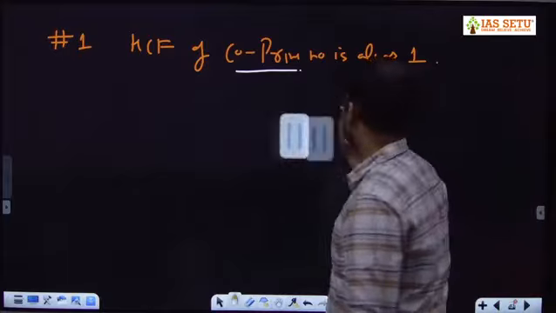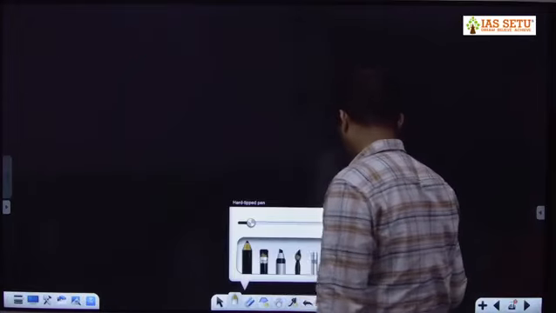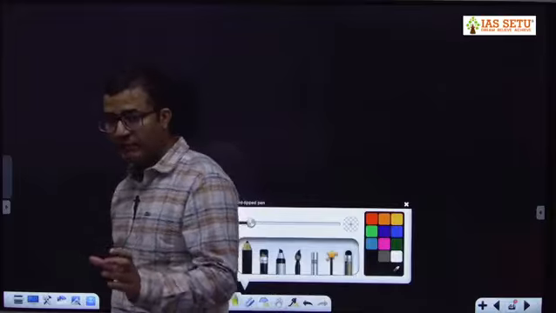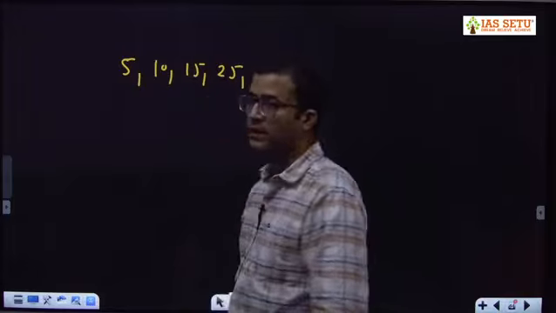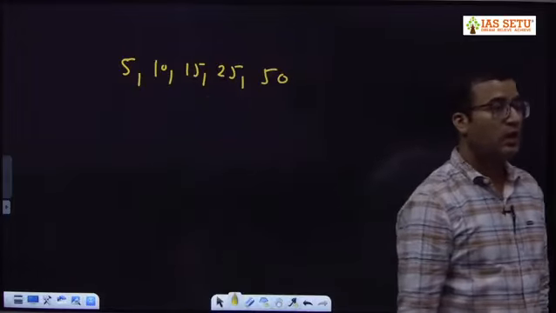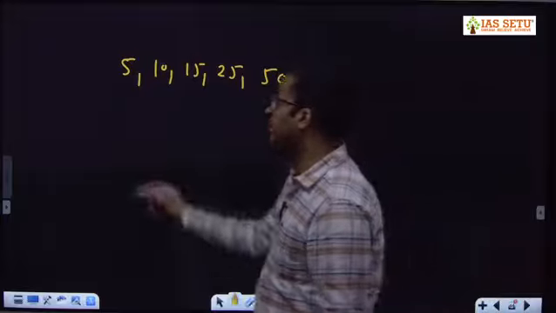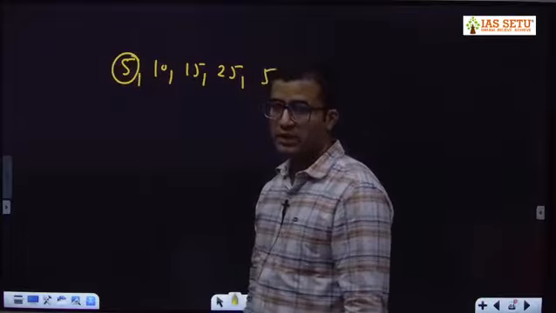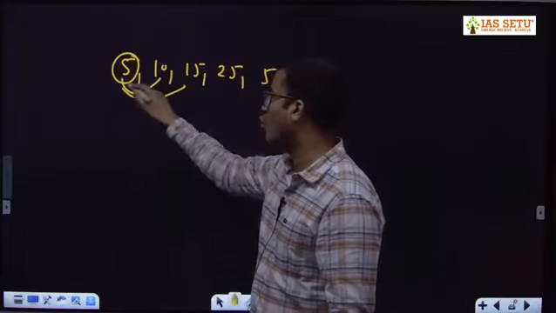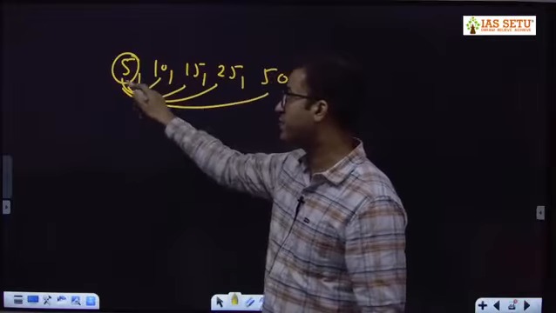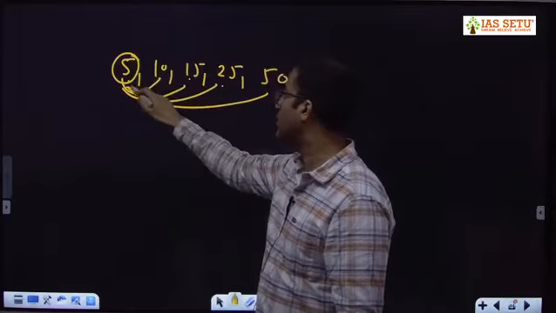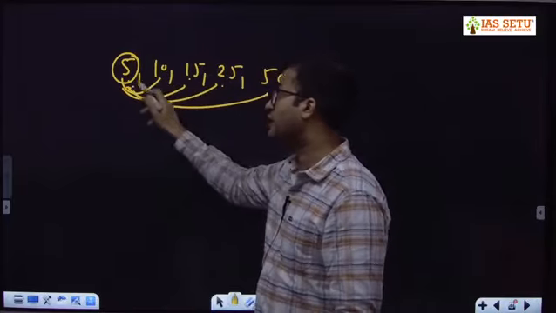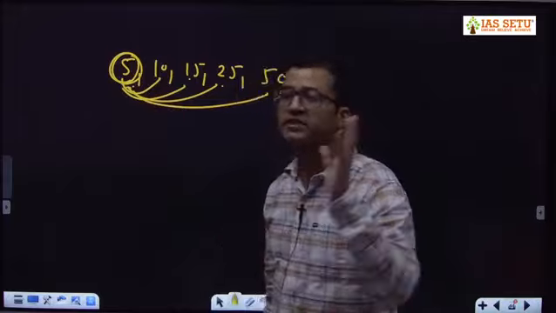Now second observation. Let me tell you with the help of an example, then I dictate. If numbers are like 5, 10, 15, 25, 50. The observation here is, if the smallest number is a divisor of all the remaining numbers. 5 can divide 10, 5 can divide 15, 5 can divide 25, 5 can divide 50. So then the smallest number itself is HCF.